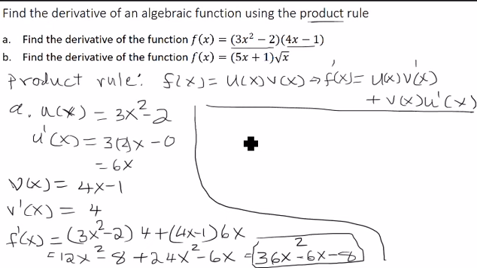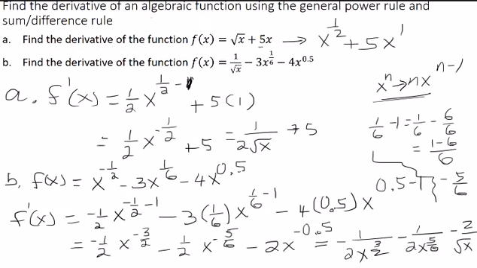So part B, u of x is going to be 5x plus 1. That gives you u prime of x equals 5, because the derivative of 5x, the derivative of x is 1, and 5 is going to stay back, and the derivative of 1 is 0. Similarly, v of x is going to be square root of x, and v prime of x, if you look at one of our examples, it is not the very first example, but it is one of the examples here.